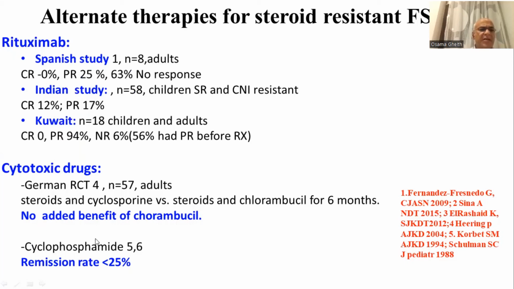Cytotoxic drugs also, from a randomized controlled trial from Germany that included 57 adults, they compared cyclosporin plus steroid versus steroid and chlorambucil, and they found no added benefit of chlorambucil. The same remission rate also was reported regarding the use of cyclophosphamide.